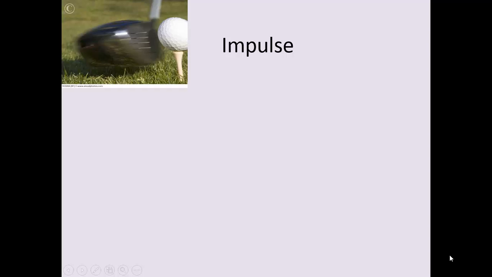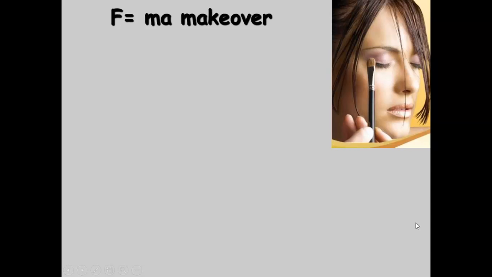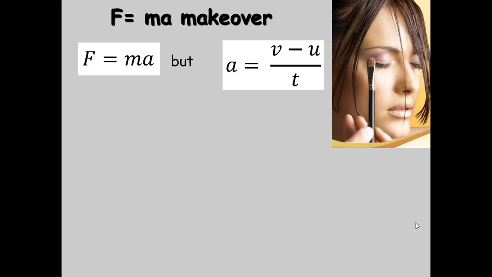So this session is about something called impulse, and it's the connection between force and momentum, and it is often related to objects hitting other objects, such as a golf club hitting a golf ball or a foot kicking a ball. Let me explain how this comes about. I've got to do an F equals ma makeover. So I'm going to look at this from a different viewpoint.